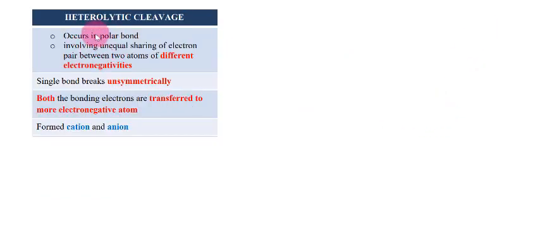Heterolytic cleavage occurs in a polar bond where the two atoms have different electronegativities. For example, if you have HCl, hydrogen is partially positive and chlorine is partially negative. The chlorine atom is more electronegative compared to the hydrogen atom.